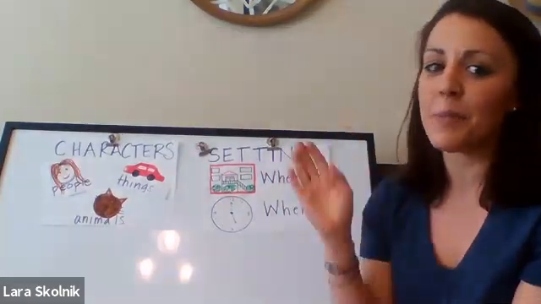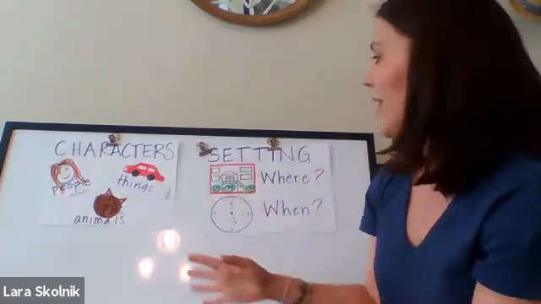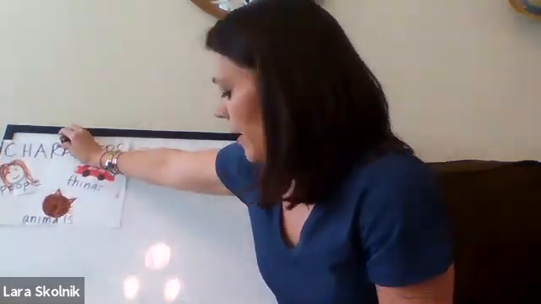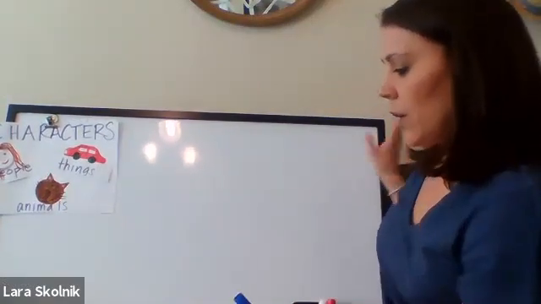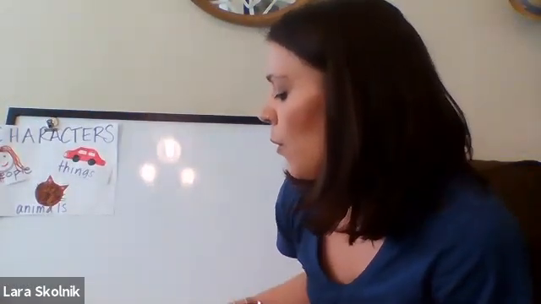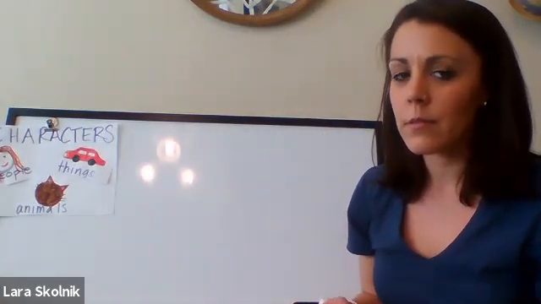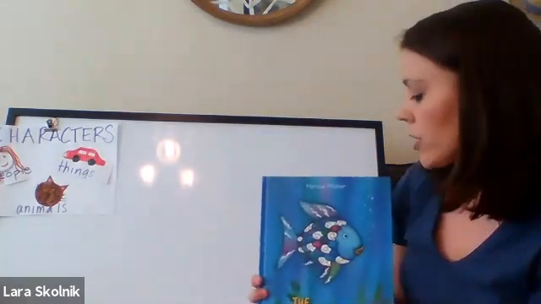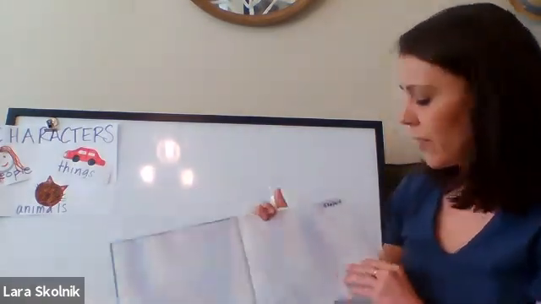All right, so I know you guys were thinking about the characters and setting throughout that whole story because you are super, super readers. All right, so let's talk about the characters first. I'm gonna just move this away. We're actually gonna draw the characters that we know. So who was the most important character? Who was this book mostly about? Yeah, the rainbow fish. This book was mostly about the rainbow fish. He's the main character. Let's take a look at this book and look at some of the details so that we can draw the rainbow fish.